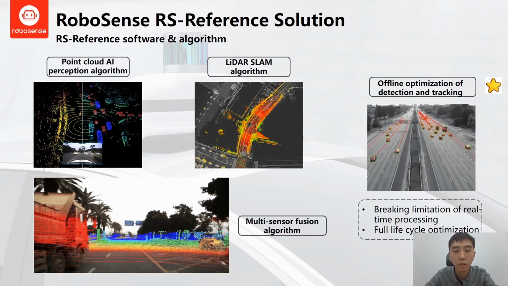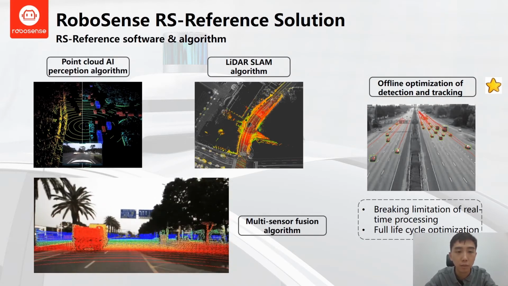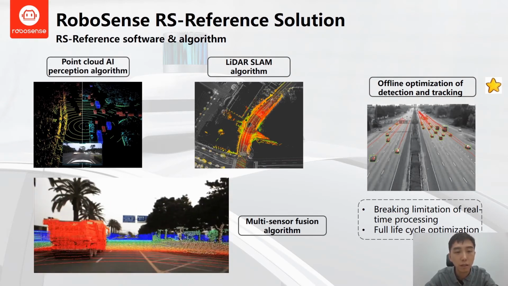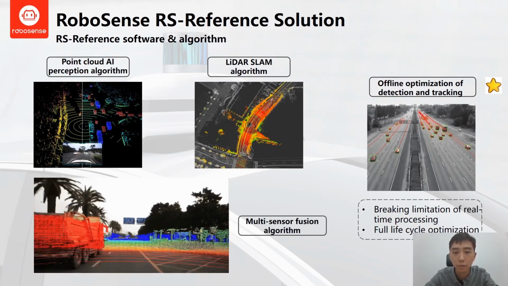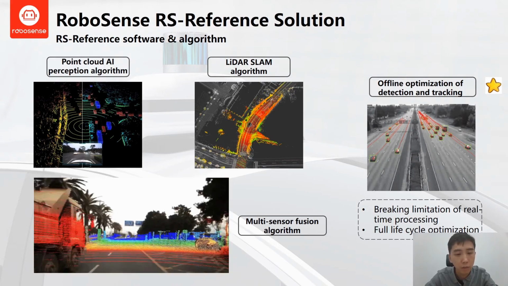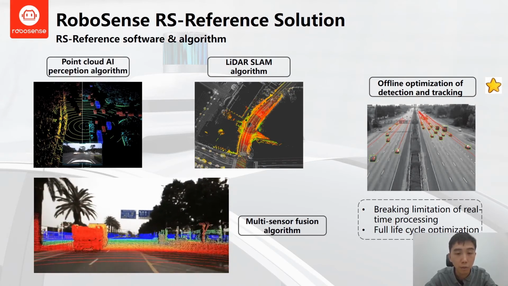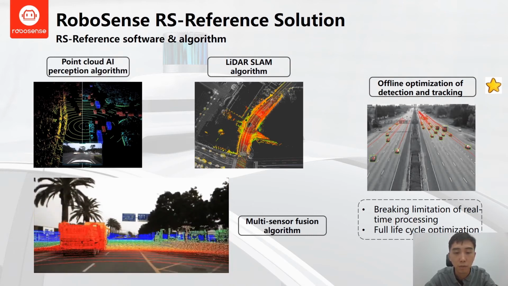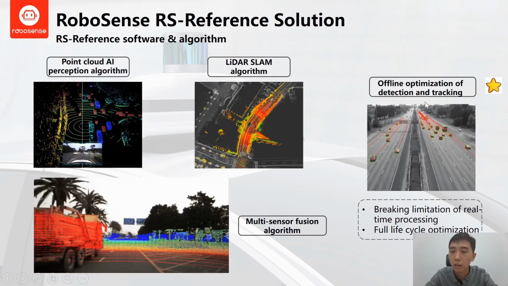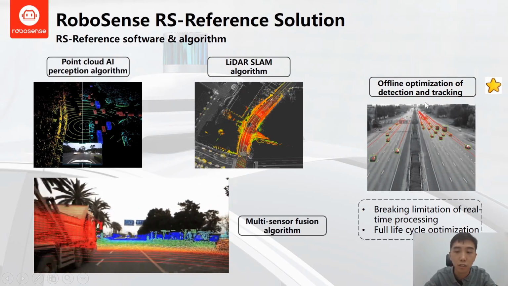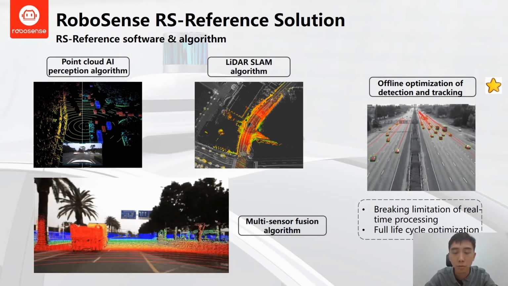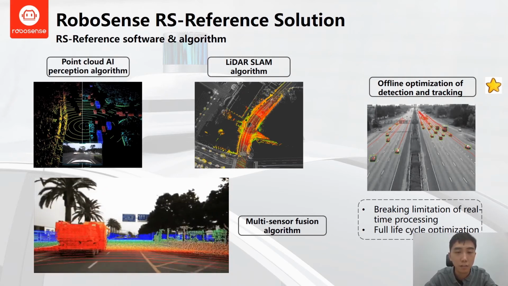Okay, next we're talking about the software and algorithms of this reference system. In this system, we use point cloud AI perception algorithms, SLAM algorithms, and multi-sensor fusion algorithms. I believe you are very familiar with these parts, so I don't want to introduce them too much. I would like to talk more about the offline optimization of detection and tracking.